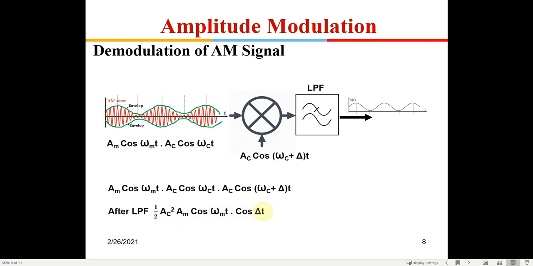Now if you see here, what is this cos delta t? This is going to create noise here. This is again in the baseband only. This cos delta t will be in the voice signal band itself, so you cannot filter it out. The difference between the transmitter and the receiver frequency comes as cos delta t, and that is going to create noise in the output waveform. And this is not going to be constant.